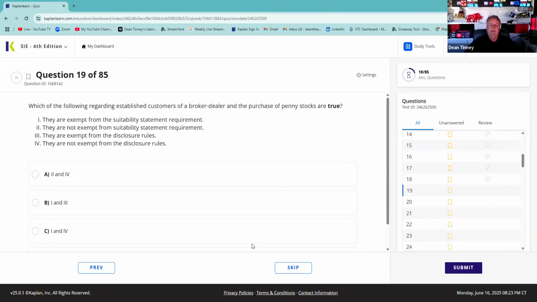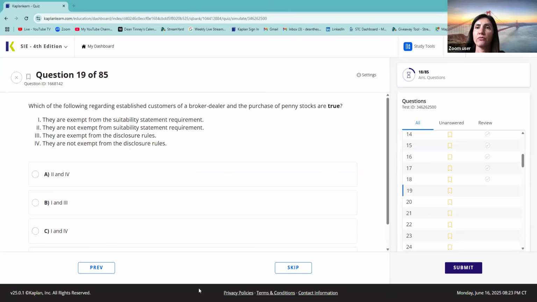Which of the following regarding established customers of a broker dealer in the purchase of penny stocks is true? Very, very testable. You need to know what is a penny stock. It's a non-NASDAQ OTC stock under 5. So the definition alone is testable. And there are additional rules for penny stocks.